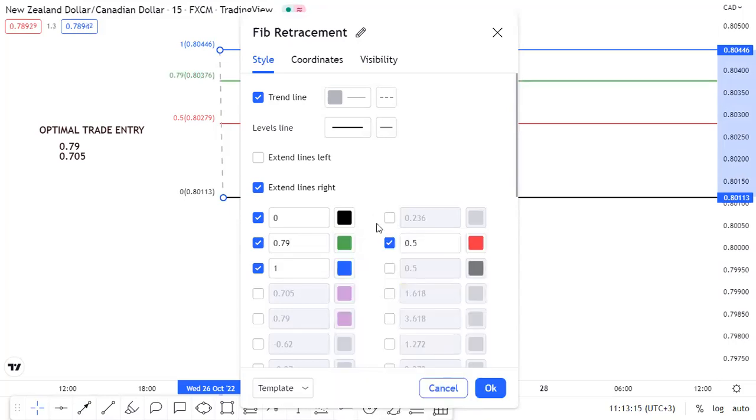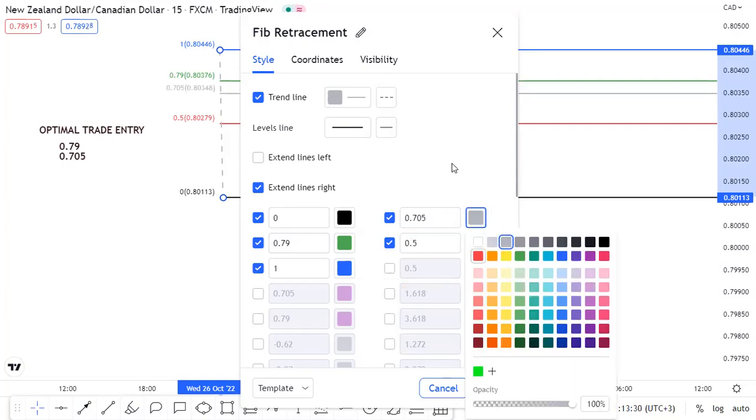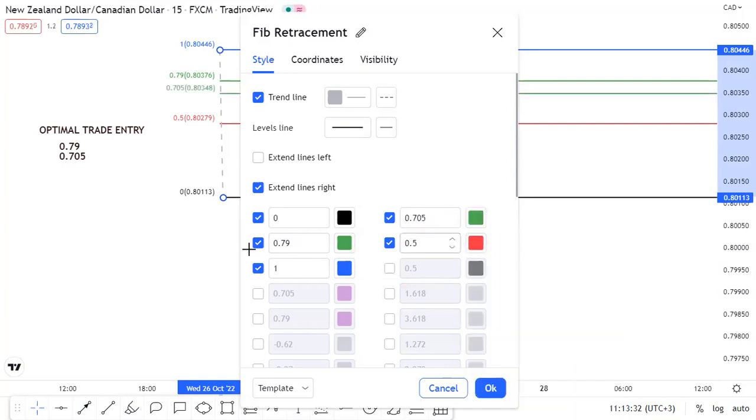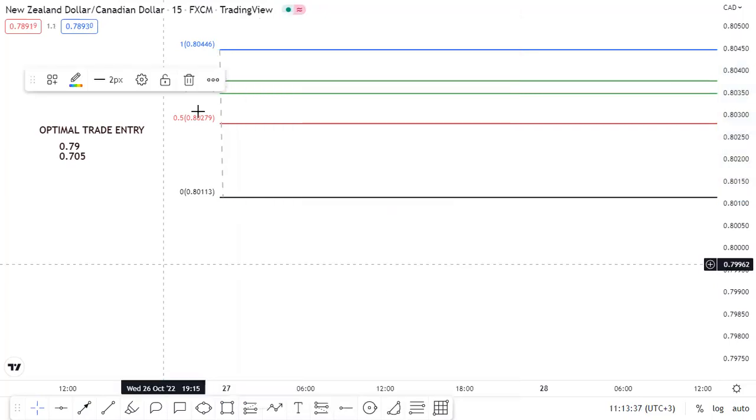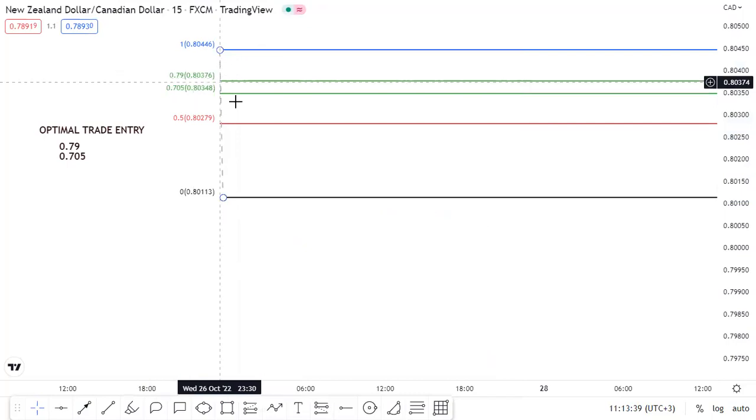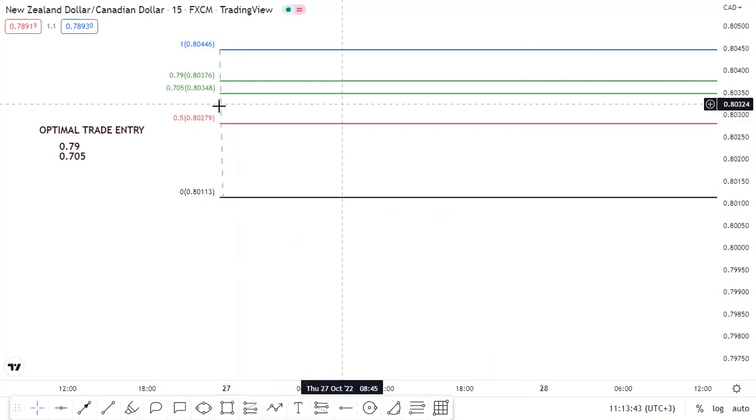Then we mark another point, like maybe here. Let me add 0.705, and then you click OK. Let me change the color here also. Let me put this color also green, so that I know these are my areas where I expect to sell or to buy. So now you can see they have added themselves here. That's how you can find your optimal trading entry.